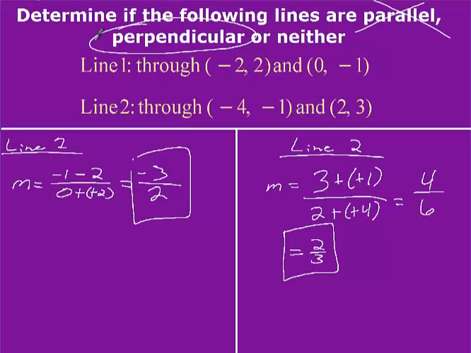Everybody okay with how you're going to work through that? So find the slope of the two lines. Then when you're analyzing, if they're the same, they're parallel. If not, move on to perpendicular. They have to be opposite signs and reciprocals. And if neither of these are true, then you just put neither.